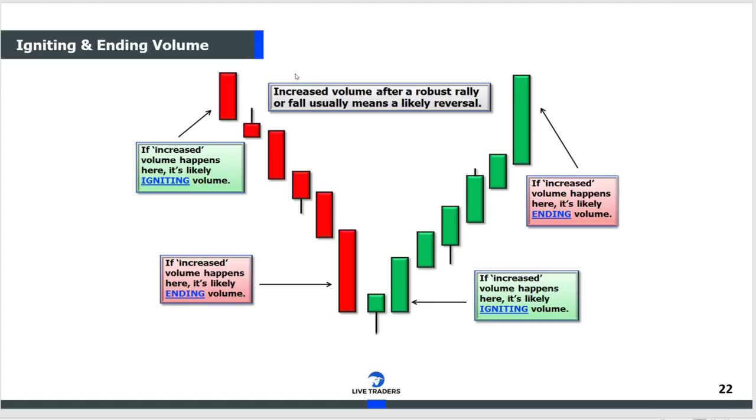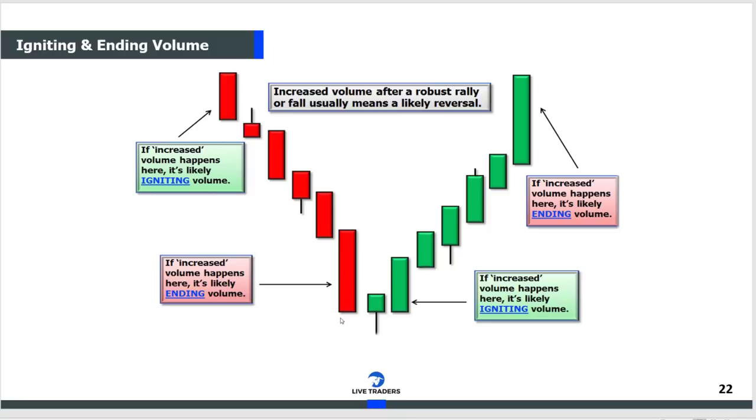So what we have here, guys, is igniting and ending, right? So notice we have 2, 4, 6 red bars, 2, 4, 6, 7 green bars. Right here, notice there's no volume here, if increased volume happens here, it's likely igniting volume, right? That's the first bar of this move. That would be igniting volume if it happened.